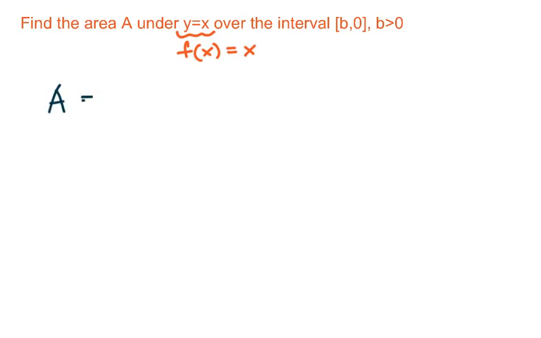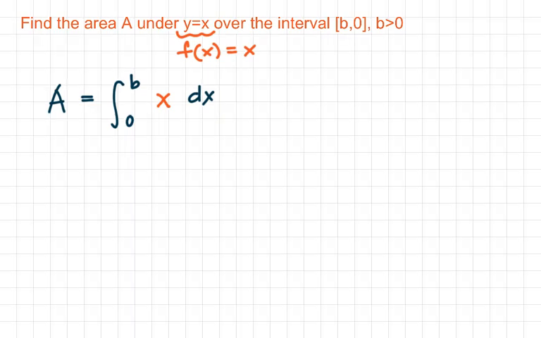So my area is going to be equal to the integral from 0 to b, and I'm using 0 to b because that is the interval of my function. In this case, my function is just x, and we are integrating with respect to that variable, dx. So as we think about solving this problem, let's think, what might this graph look like? So I'm going to come over here and draw this.